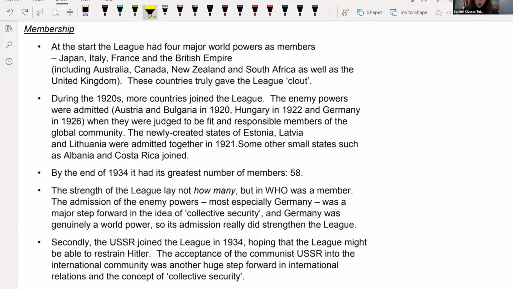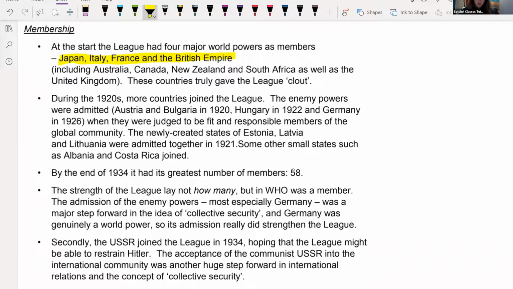So at the start of the League, the Treaty of Versailles was formed in 1919, and in 1920, the League of Nations actually was formed. So at the start, it's got 4 major world powers as members. So it's got Japan, Italy, France, and the British Empire. Now, the British Empire was quite big at this time. So that's got a lot of people behind it.